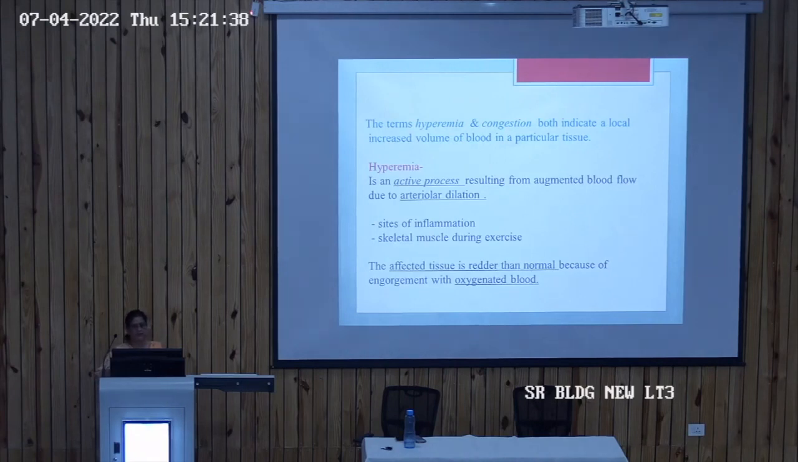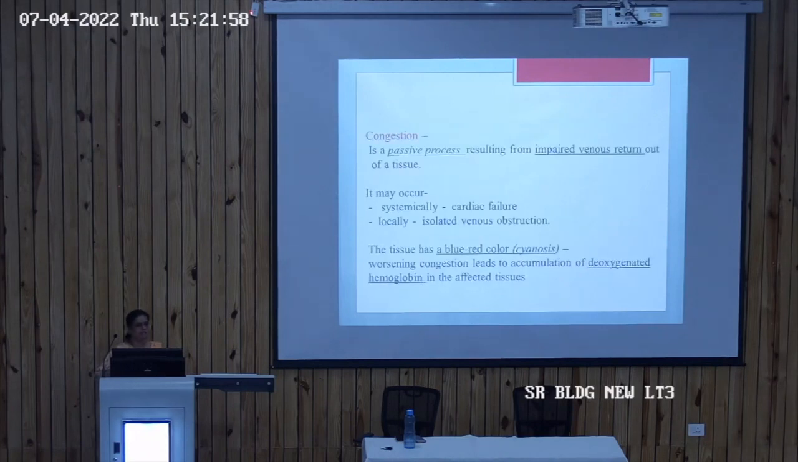The affected tissue is redder than normal because of engorgement with oxygenated blood. Arteries are carrying oxygenated blood. So the affected area will have that red coloration to it. And it is active because the blood is actively moving into the arteries. Congestion is a passive process. The blood was supposed to leave from there, but the outflow stopped, so it stayed there. So there is some sort of stagnation there. In an active process, blood comes in the artery, so there is a flow. Okay, so that is an active process.